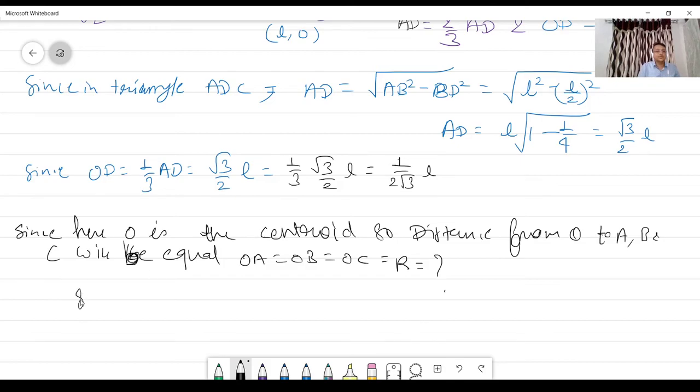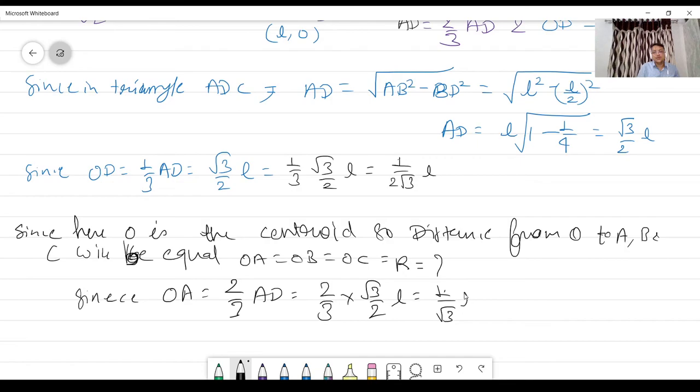But since earlier I have concluded that OA is equal to 2 by 3 of AD, and AD we have this value, so OA is equal to 2 by 3 into root 3 by 2 L, so I can write it is 1 by root 3 L. So here the distance R is equal to L by root 3. Okay, so this is the one point.